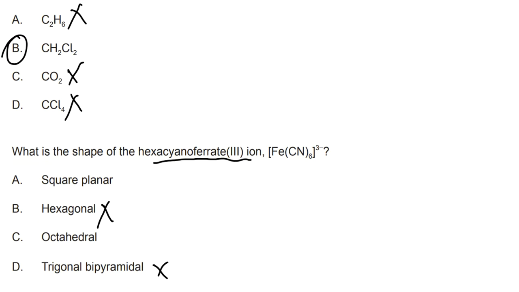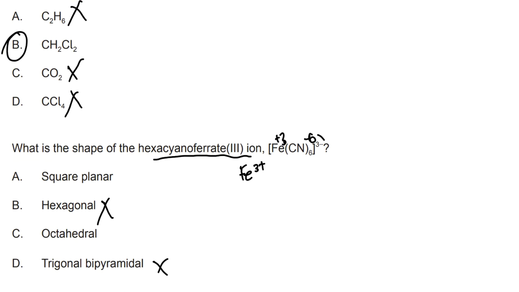The ion here is going to be iron 3 plus, because the whole charge is -3, and each cyanide contributes -1, so -6. Since we have -3 as our final charge for the complex, iron must be +3. If iron's +3, based on its electron configuration, it should have some non-bonding electrons. But my question here is, when they say the shape, do they mean the molecular geometry or the electron domain?